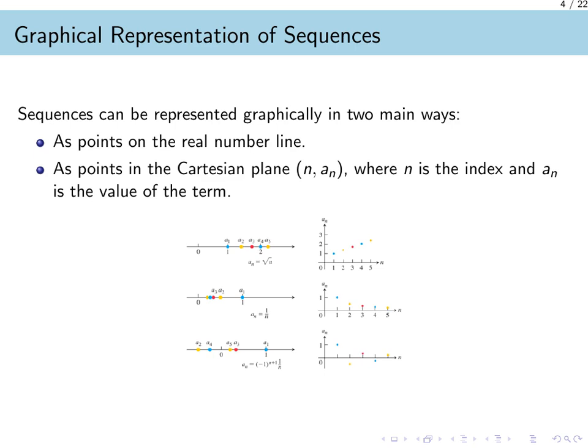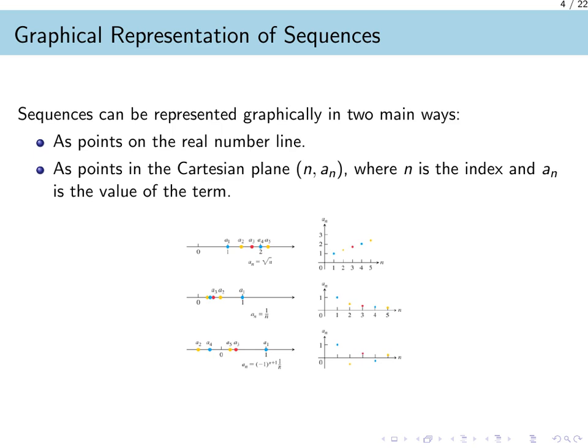A more informative method is to plot the sequence as a set of points in a two-dimensional Cartesian plane. For this type of graph, the horizontal axis represents the index, n, which takes on integer values like 1, 2, 3, and so on. The vertical axis represents the value of the corresponding term, a sub n. For instance, for the sequence where a sub n equals 1 over n, the graph would consist of the discrete points (1, 1), (2, 1/2), (3, 1/3), and so on.